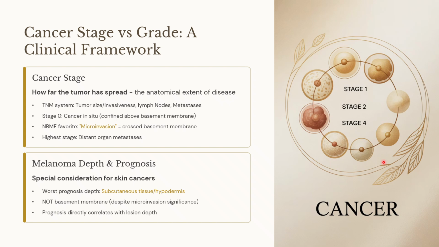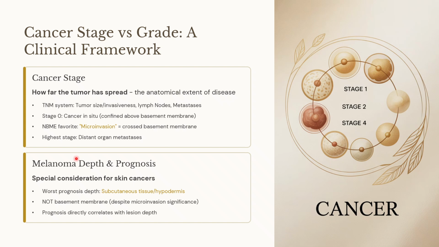The third one is about the prognosis. Mostly here we are talking about melanoma prognosis, because with melanoma, when it is confined to the basement membrane, we call it cancer in situ, that is stage 0. And when it has crossed the basement membrane, then we call it microinvasion. Now the second part of the question is melanoma prognosis.